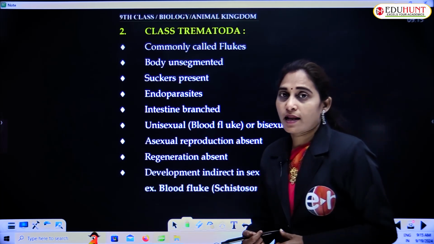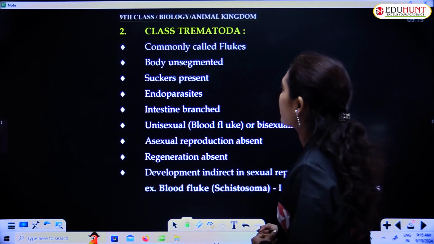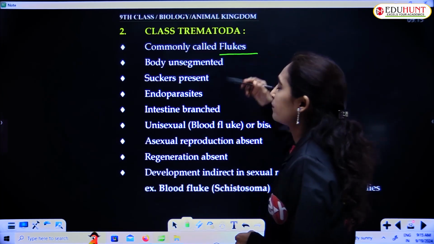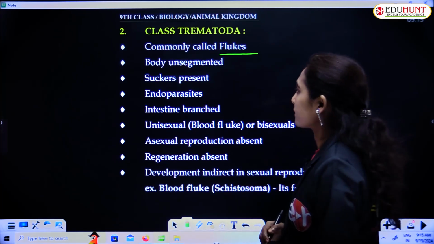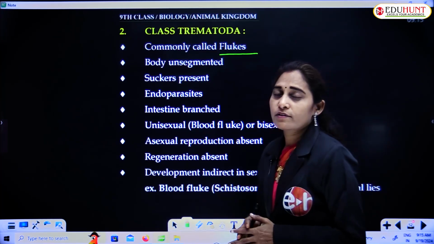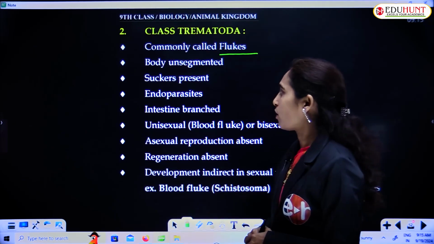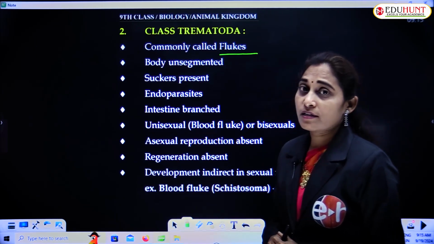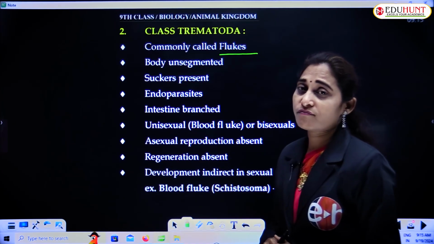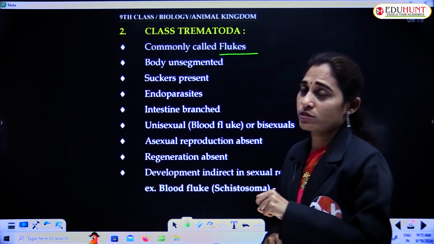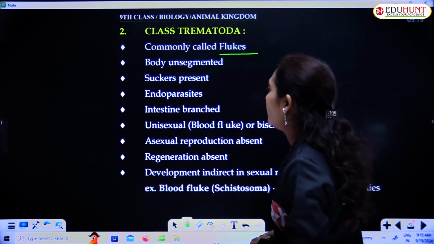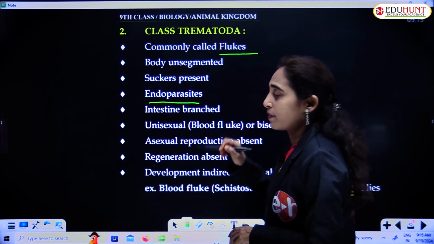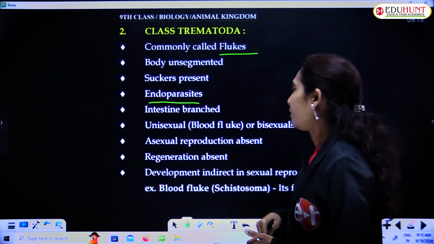The second class is class Trematoda. Trematoda is commonly known as flukes, like blood fluke and liver fluke. The body is unsegmented. There are no such segments present on the body. Suckers are present as they are parasites. They have to attach to the body of the host. That's why suckers help in attachment. These are endoparasites present in the body of another animal.